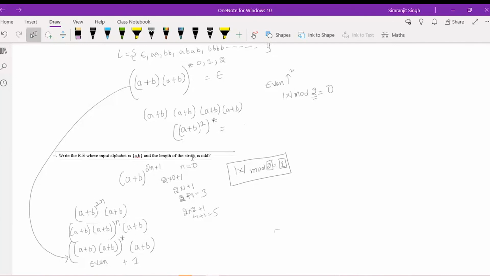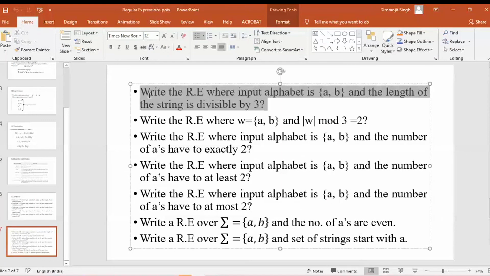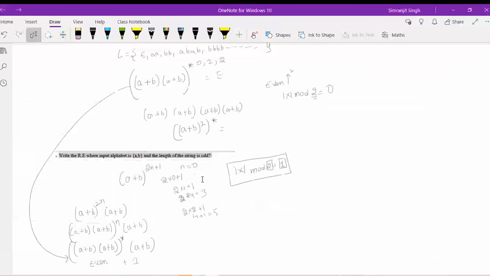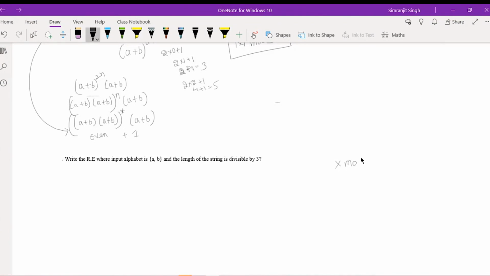Let me go on to the next one. Now this is again the same thing, length of x mod 3. If you look clearly at this expression, I think you will be able to derive the regular expression for this. So just try it.